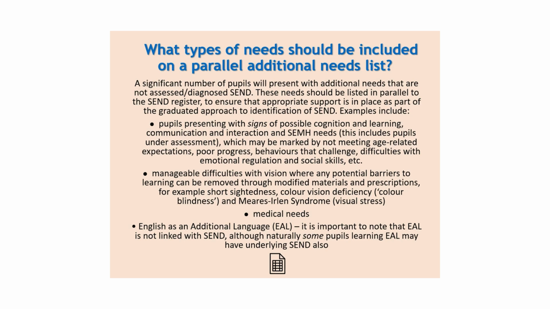What types of needs should be included on a parallel additional needs list? A significant number of pupils will present with additional needs that are not assessed or diagnosed SEND. These needs should be listed in parallel to the SEND register to ensure that appropriate support is in place as part of the graduated approach to identification of SEND. Examples include pupils presenting with signs of possible cognition and learning, communication and interaction, and SEMH needs. This includes pupils under assessment, which may be marked by not meeting age-related expectations, poor progress, behaviours that challenge, difficulties with emotional regulation and social skills, etc.